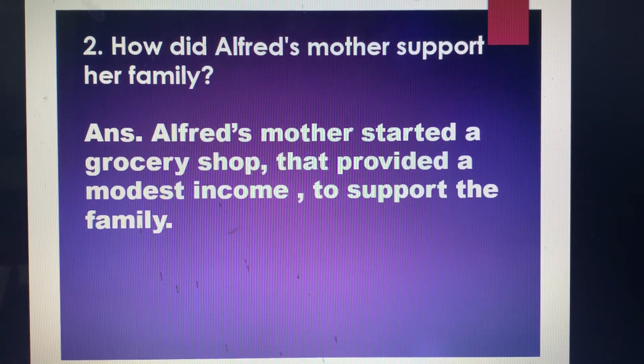So how did she support the family? She started a grocery shop, राशन की दुकान. Fine. Then over there she used to earn a modest income. Modest means मामूली, साधारण. Then with that income she used to support her own family.